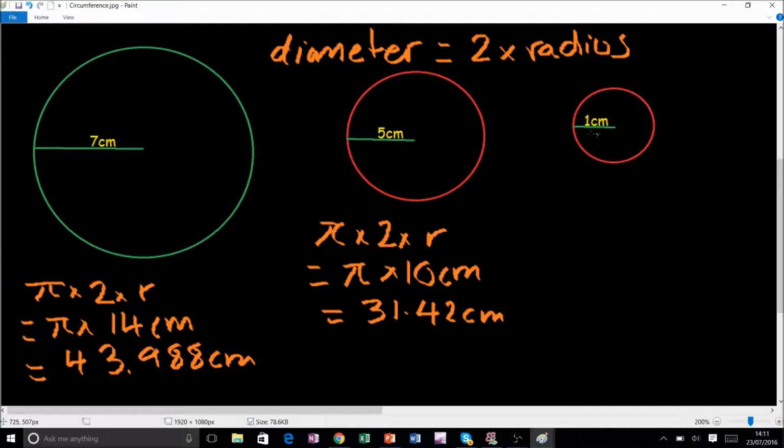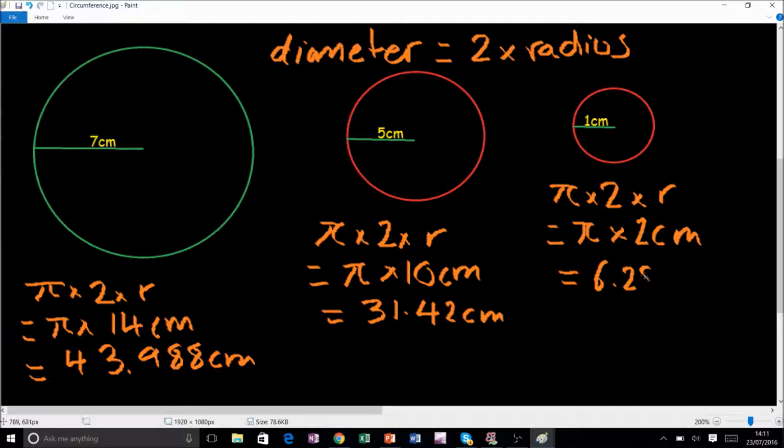Now looking at this one, we've got r is equal to 1 centimeter. So therefore our diameter would be 2 centimeters. But anyway, let's write down using our full working out. I always like to do the full working out. So that is pi times 2 centimeters, which is equal to 2 times 3.142. That is going to give us 6.284 centimeters.